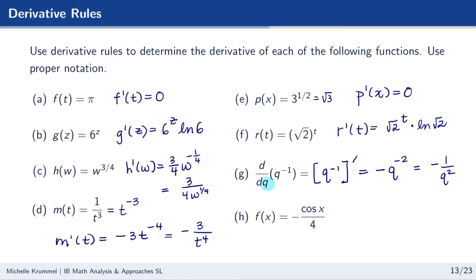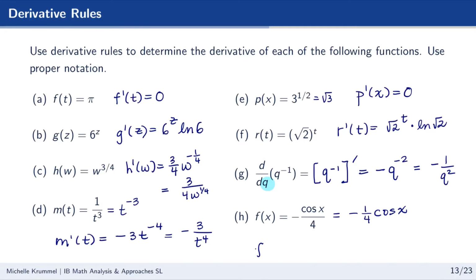If f of x equals negative cosine x over 4, let's rewrite this before we take the derivative. Dividing by 4 is the same as multiplying by 1/4. So this is the same as negative 1/4 cosine x. And the reason I like to write it that way is because now I can see I have a constant multiple of negative 1/4 times a function cosine x.